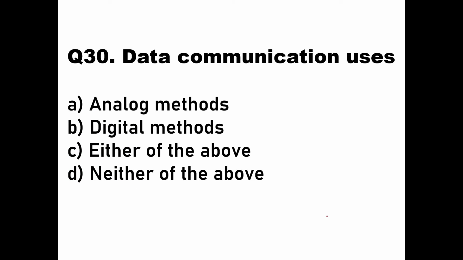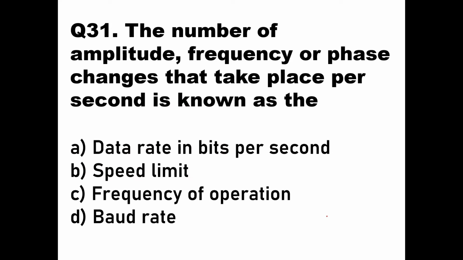Data communication uses, the first one is analog method, second one is digital methods, third one is either of the above, and fourth one is neither of the above. So here obviously data communication is using your binary data, and binary is a boolean function, either yes or no, true or false. Okay, and for that you are using digital methods only. There are no analog methods there. So here the option should be B, data communication uses digital methods. Okay. Then we'll go to the next question, question number 31.